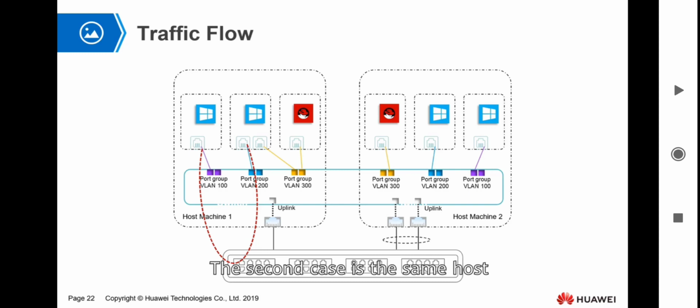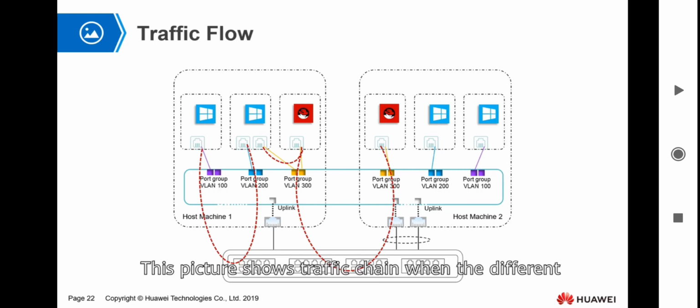The second case is the same host, the same port group. The virtual switch is equivalent to a layer 2 switch. Since all virtual machines are in the same VLAN, their interactions do not need to go to the physical network. Communication is done directly inside the virtual switch. And the third is the same port group, different CNA hosts. Because they are on different CNA hosts, they must cross the physical network. This picture shows the traffic trend when different virtual machines communicate with each other.